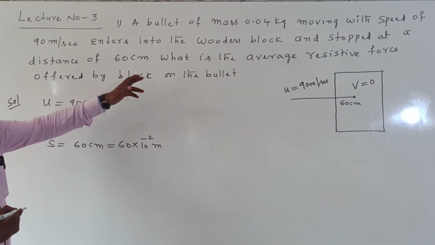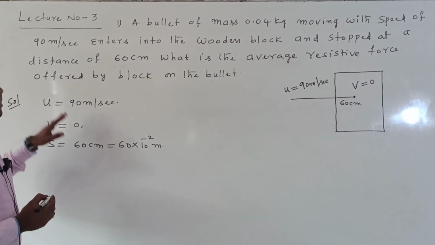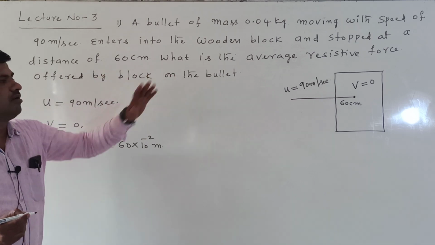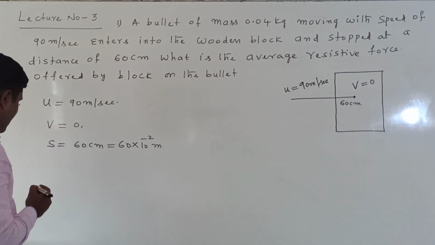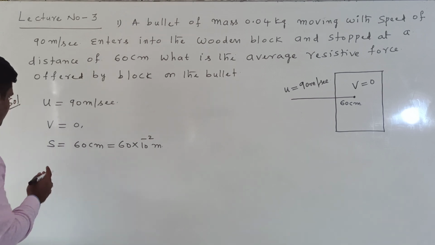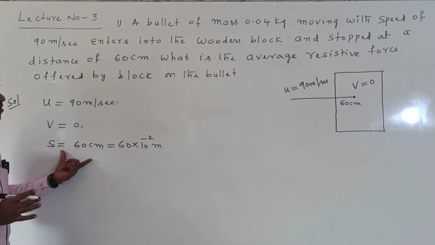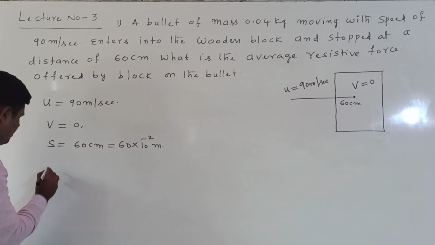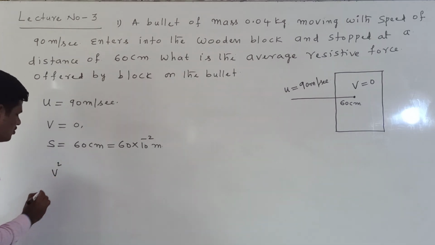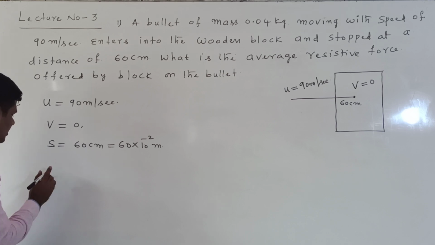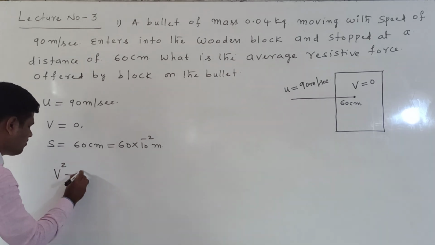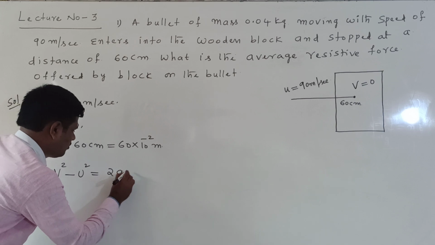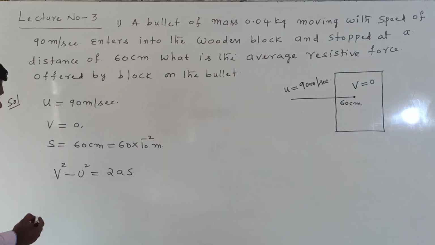In this question, the average resistive force offered by the block on the bullet is asked. To find the force, first we find the acceleration. How to find the acceleration? We use the equation of motion: v square minus u square is equal to 2as. From this we first find the acceleration.